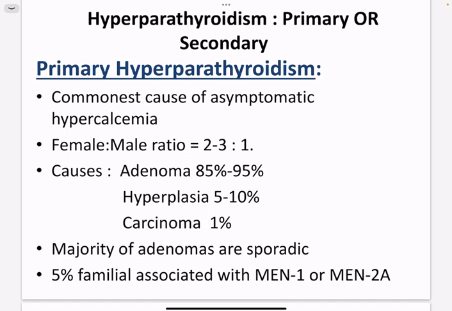Okay, the commonest cause of asymptomatic hypercalcemia. What's the commonest cause of symptomatic hypercalcemia? يعني الناس اللي عندهم symptoms related to hypercalcemia. إيش most common cause? The most common cause is metastasis to bone. بيكون عندهم a disease metastasizing to the bone, بيعمل bone resorption, بيعمل lysis of the bone, بيعمل hypercalcemia.